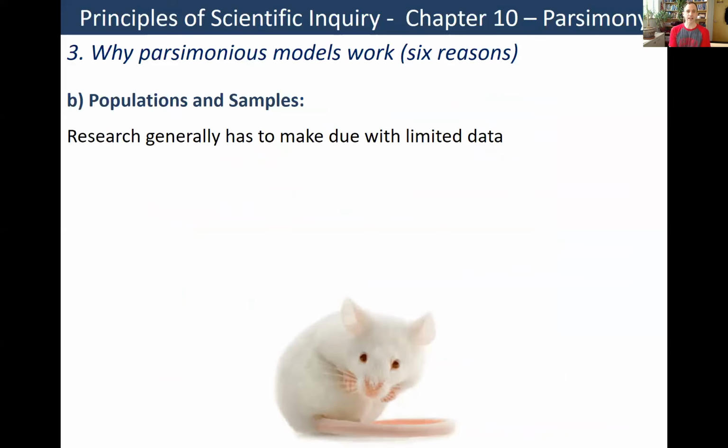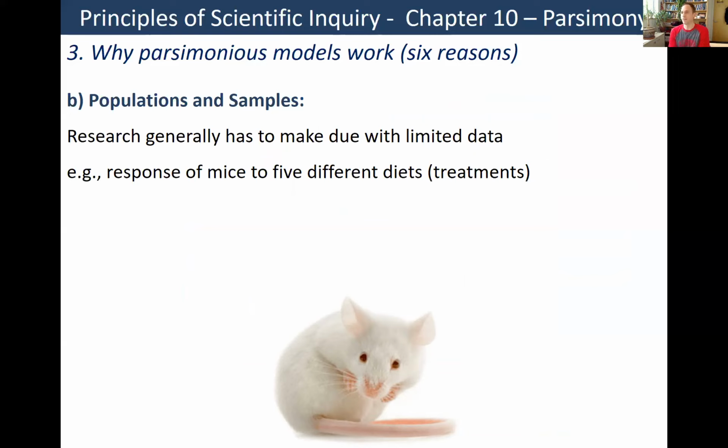Okay. Second reason why parsimonious models work, populations and samples. So I've alluded to this as well, using the sample. If we're focused on the sample, then we're interested in post-diction. If we're focused on the population, then we're interested in prediction. Okay. Research generally has to make do with limited data. That means we've got to collect a sample, right?